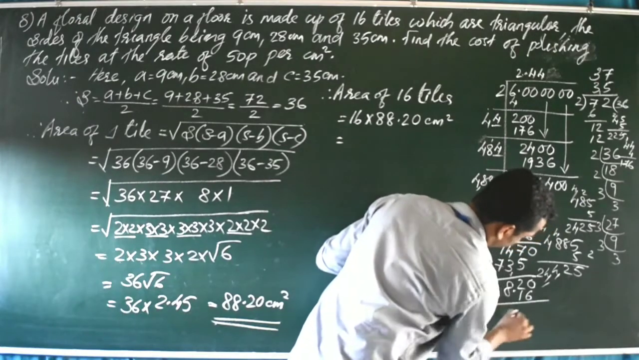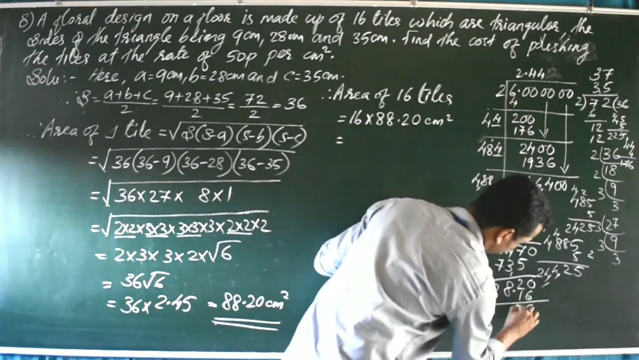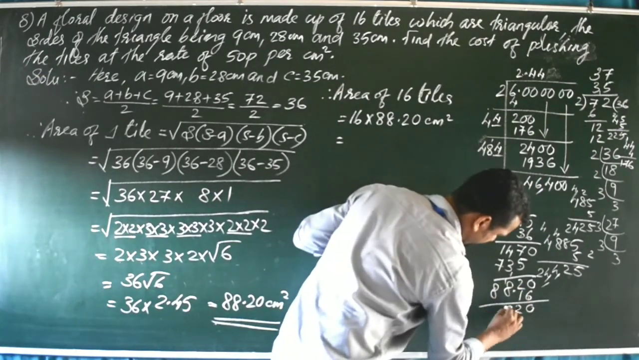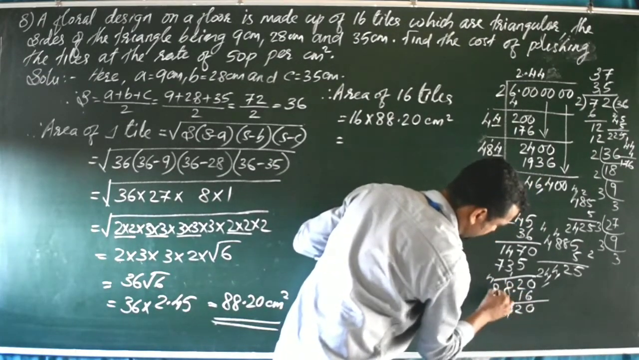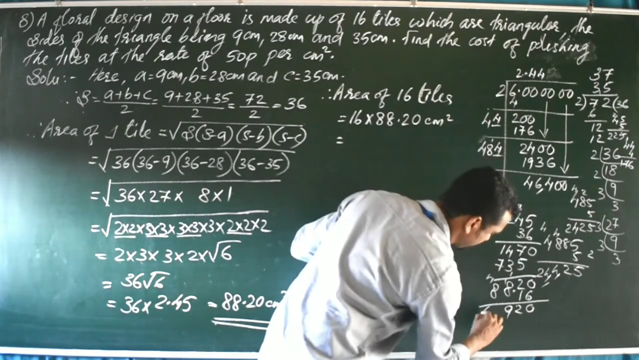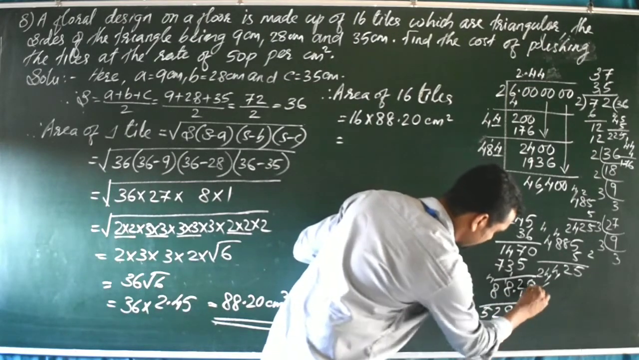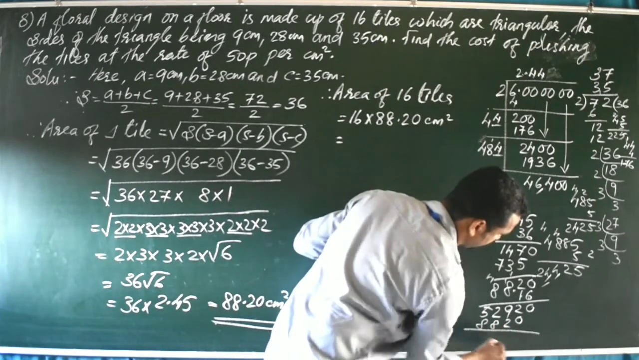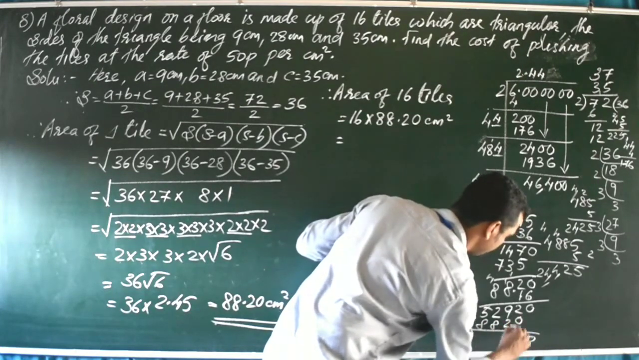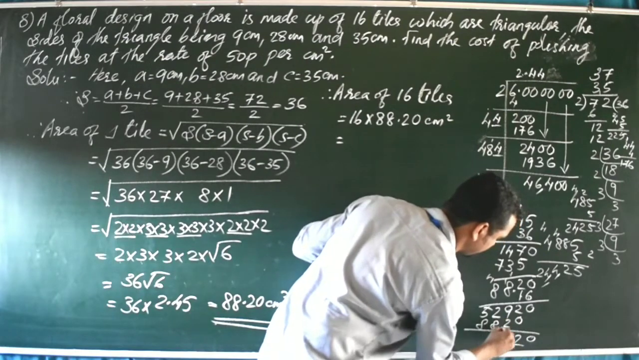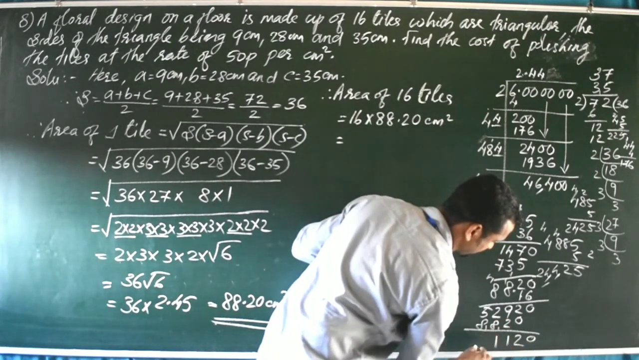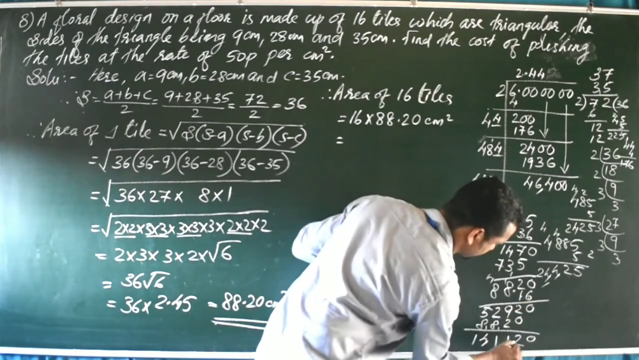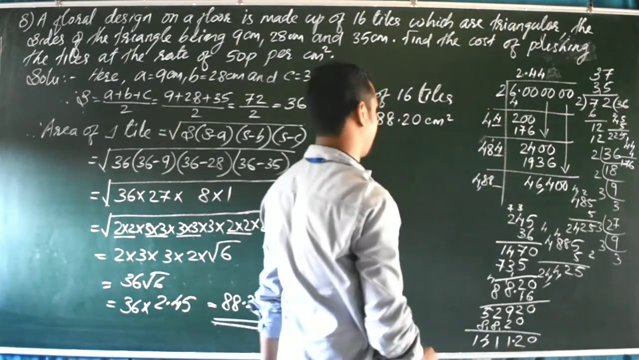16. 6 into 0, 0. 6 2s are 12, 2, remainder 1. 6 8s are 48 plus 1, 49, 9, remainder 4. 6 8s are 48 plus 4, 52. 1 into 0, 0. 1 2s are 2. 1 8s are 8. 0, 2. 9 plus 2, 11, 1, remainder 1. 8 plus 2, 10 plus 1, 11, 1, remainder 1. 8 plus 5, 13 plus 1, 14. How many decimal points? 2 decimal points. 1411.20.